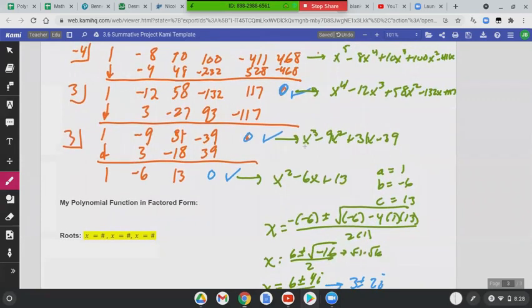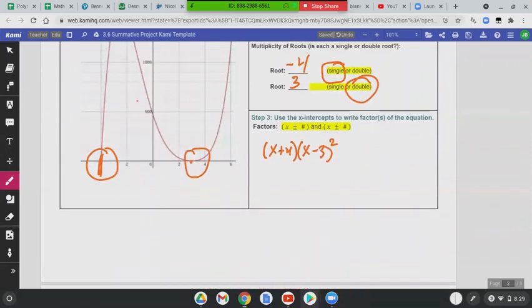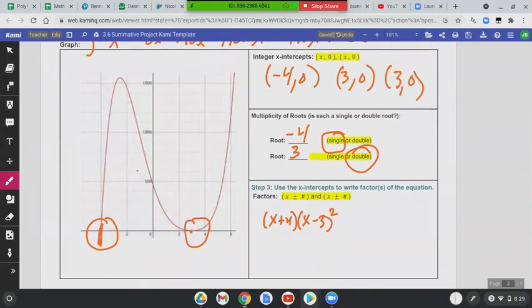So ultimately my roots are x is equal to negative 4, 3, 3 plus 2i, and 3 minus 2i. And there you have it, ladies and gentlemen. I know it's a lot. It's a big process. But break it into small pieces. You can do it. It's very manageable. So thank you for your time. Appreciate it.